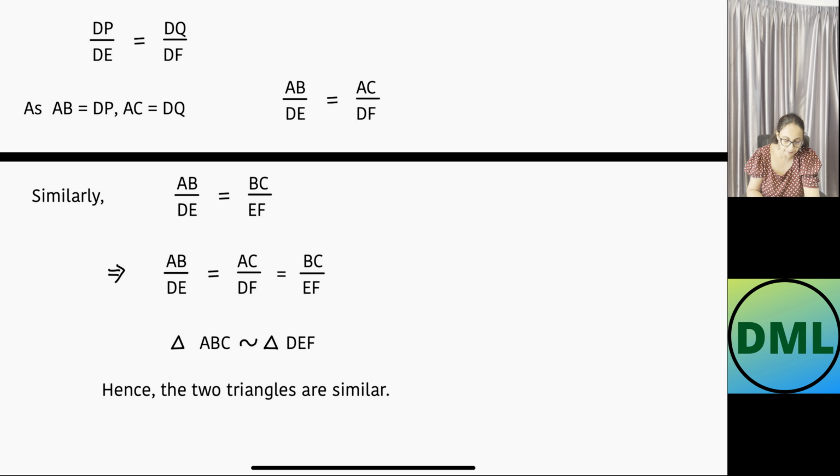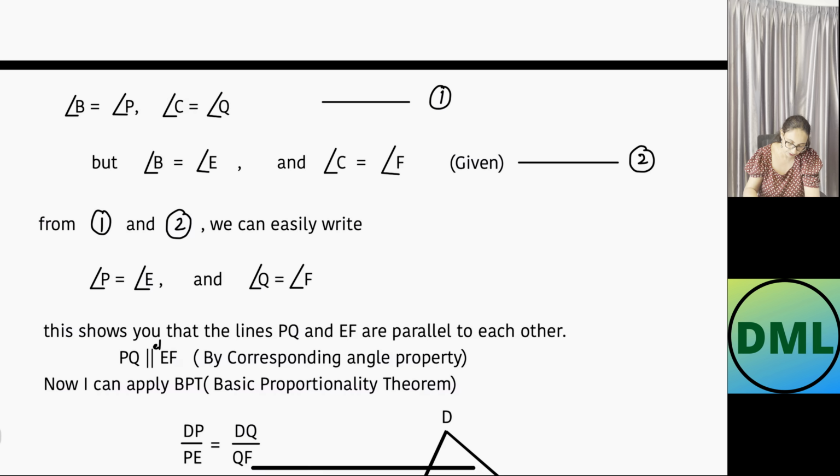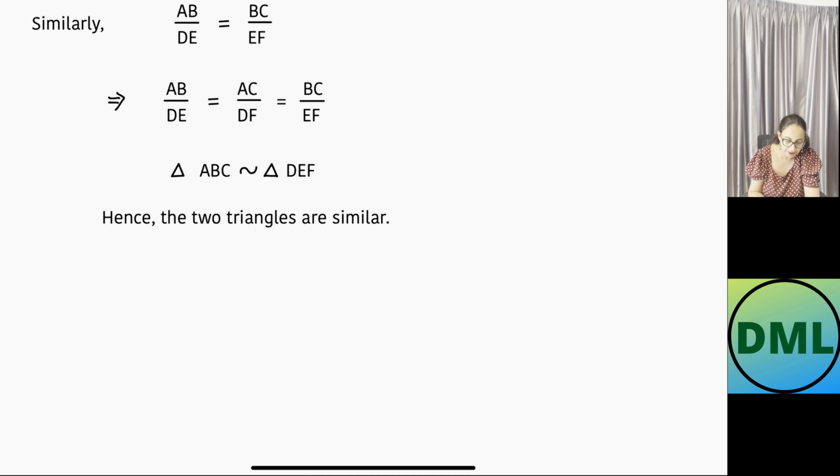Similarly, we can write AB over DE is equal to BC over EF. When they are equal to each other, that means all three of them are equal: AB by DE is equal to AC by DF is equal to BC by EF. This shows you that when the ratios are proportional, the two triangles are similar to each other. Triangle ABC is similar to triangle DEF, and hence the two triangles are similar.